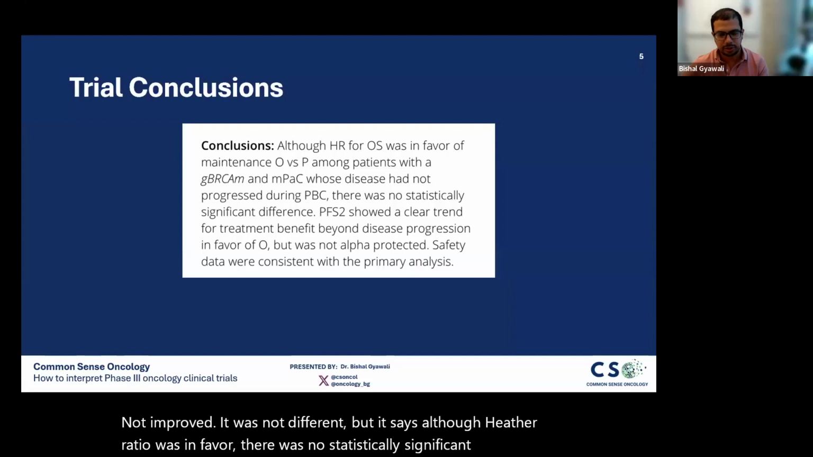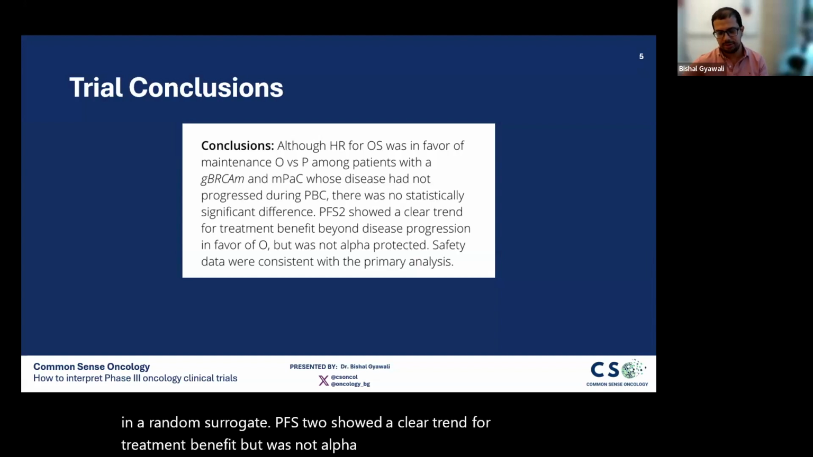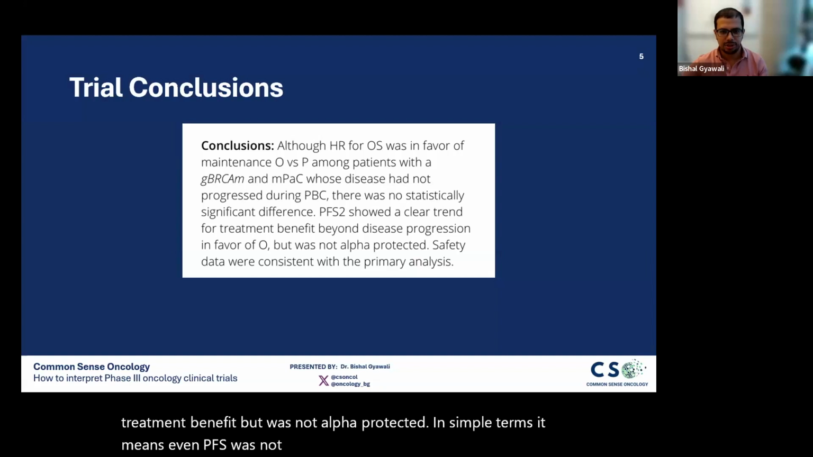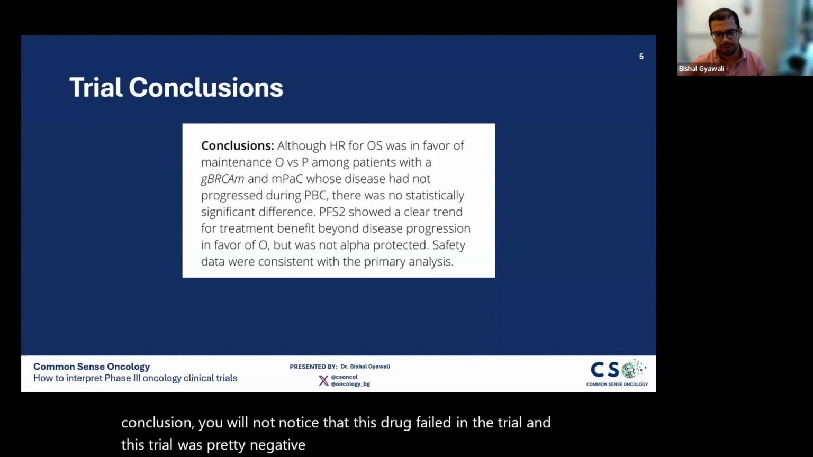In a random surrogate, PFS2 showed a clear trend for treatment benefit, but was not alpha protected. In simple terms, it means even PFS was not improved. But if you read this conclusion, you would not notice that this drug failed in the trial, and this trial was pretty negative even for OS and PFS.